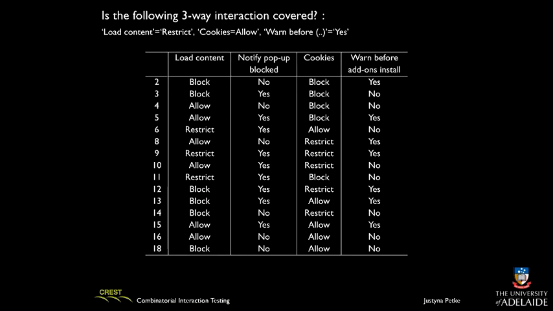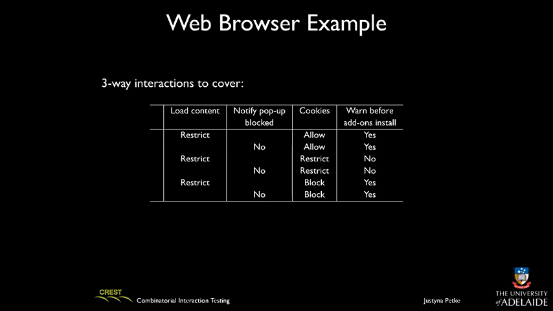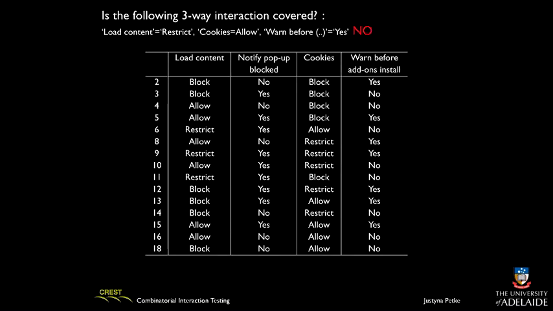So this is the first 3-way interaction that we can't find in this table. The second one is missing. I think the third one is, no, the fourth one is there. So the 4th combination is no, restrict, and no. Let me just briefly go back. 4th one here, no, restrict, no. So even though we lose this, no, restrict, no, that's not too bad.